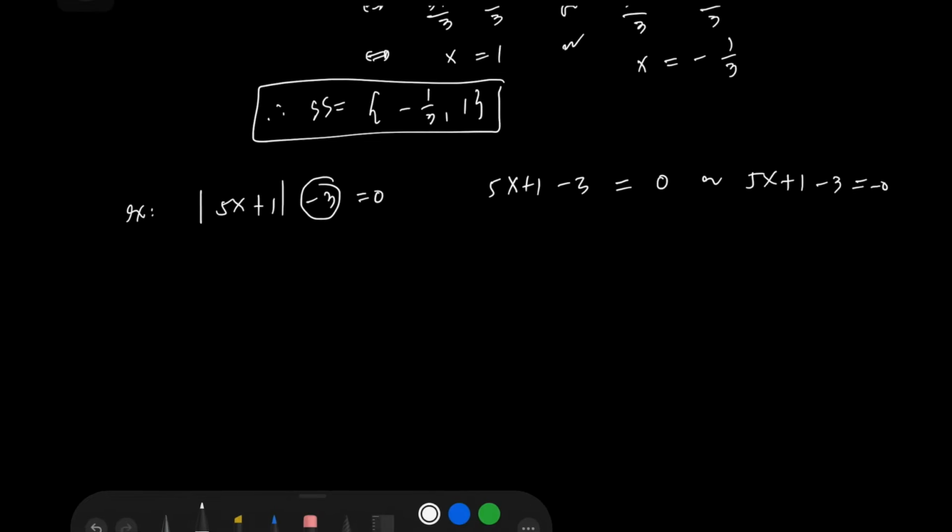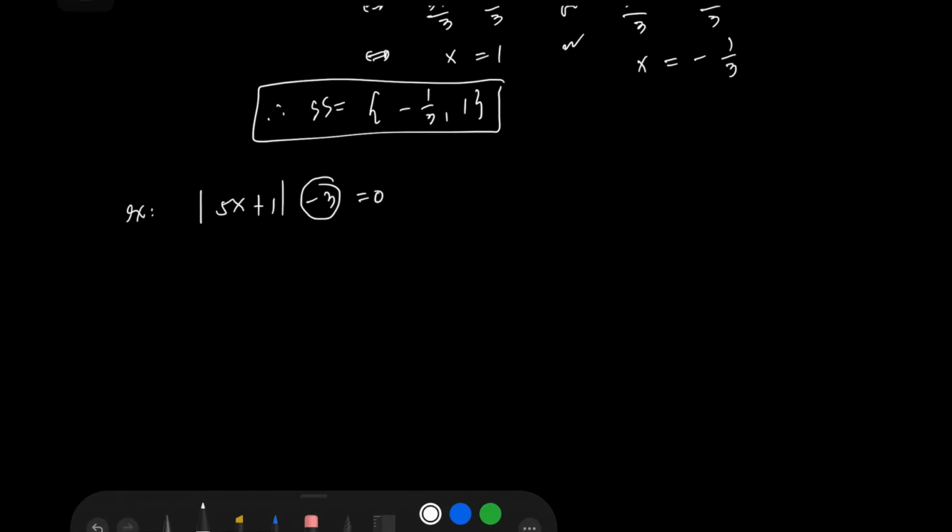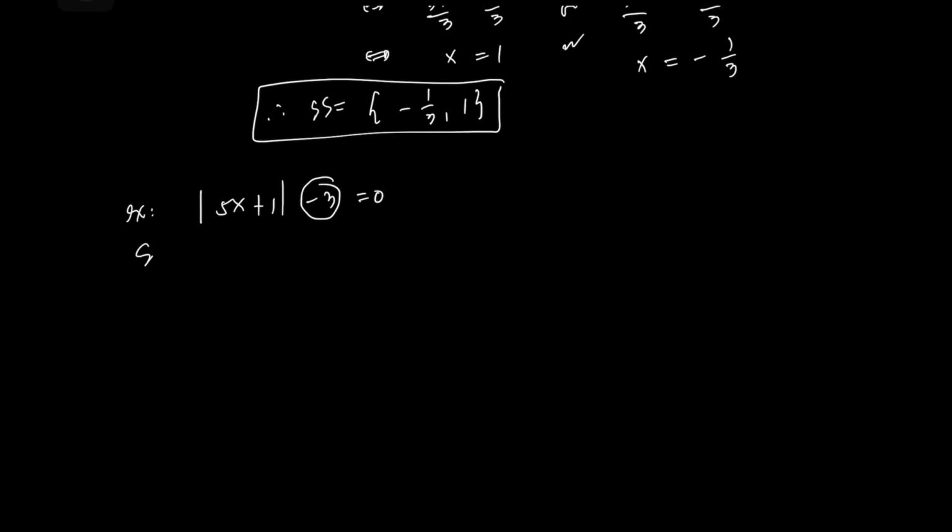So you have to set this first as the absolute value of an expression equals p, where p is positive, because that's our rule. So here, write the problem first: the absolute value of 5x plus 1, minus 3, equals 0, which is equivalent to, applying the addition property of equality to eliminate negative 3 on the left side, the absolute value of 5x plus 1 is equal to 3.